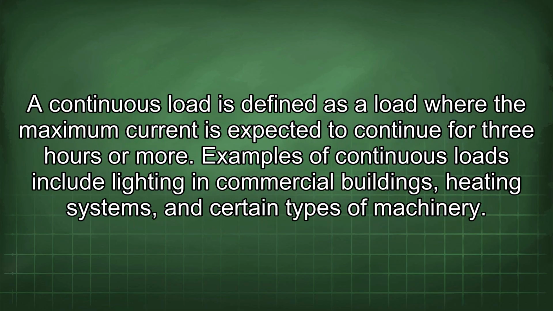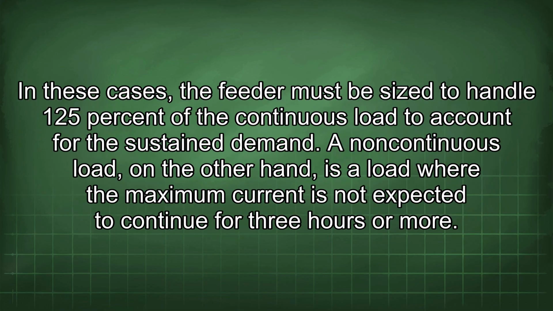A continuous load is defined as a load where the maximum current is expected to continue for 3 hours or more. Examples of continuous loads include lighting in commercial buildings, heating systems, and certain types of machinery. In these cases, the feeder must be sized to handle 125% of the continuous load to account for the sustained demand. A non-continuous load, on the other hand, is a load where the maximum current is not expected to continue for 3 hours or more.